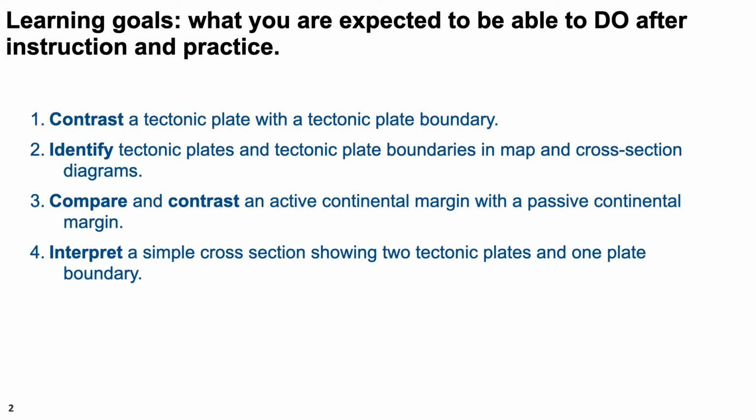We've been working on these learning goals for the last couple of videos, and we're going to focus on 1. Contrast a tectonic plate with a tectonic plate boundary. 2. Identify tectonic plates and tectonic plate boundaries in map and cross-section diagrams. And 4. Interpret a simple cross-section showing 2 tectonic plates and 1 plate boundary. We're going to effectively be working on number 3, compare and contrast an active continental margin with a passive continental margin too.